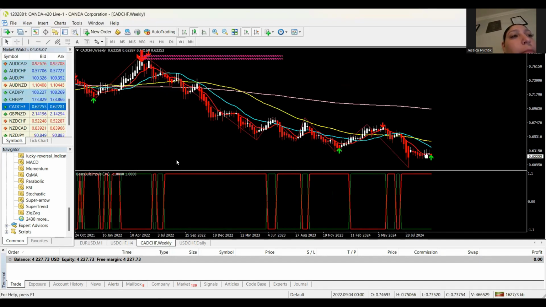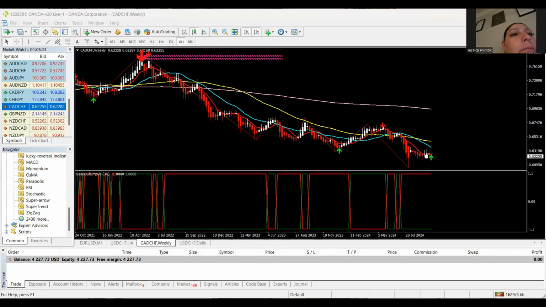So let's draw this pair up. CAD Swiss. This might be a pair that we can set up to get in. So I'm going to show you what I would do. Now that I see that, I'm going to pull this up. CAD CHF. Whenever you go into TradingView, and you, oh, let me share my screen.